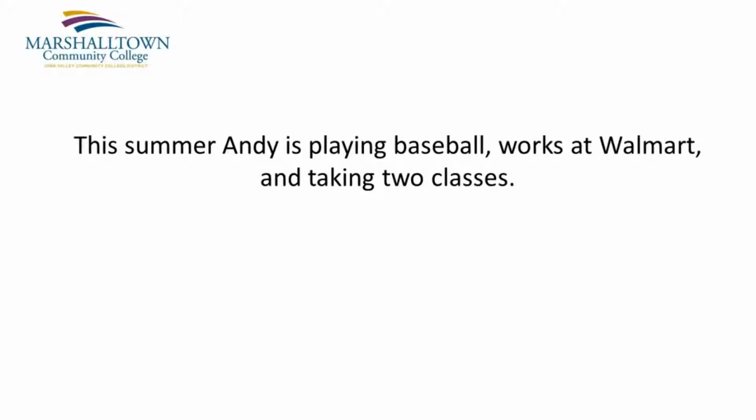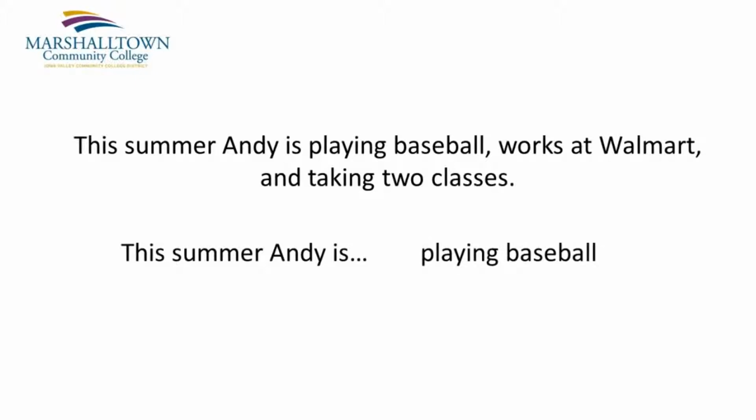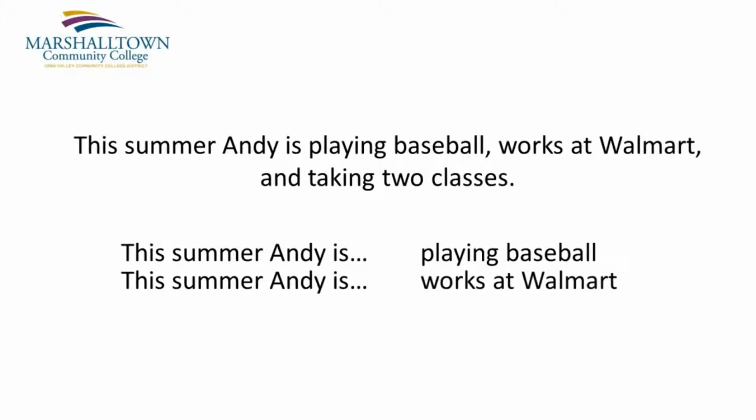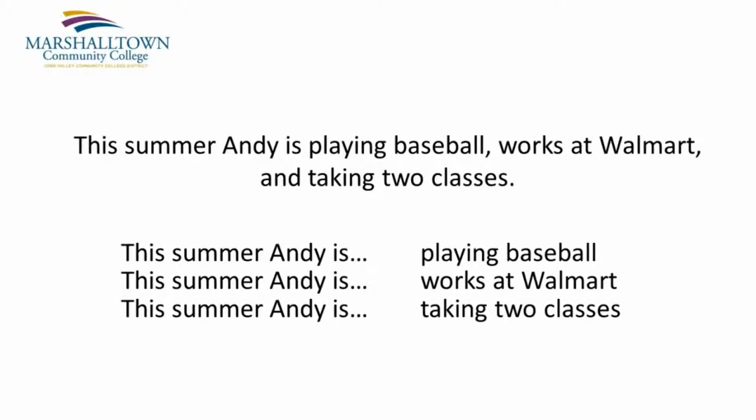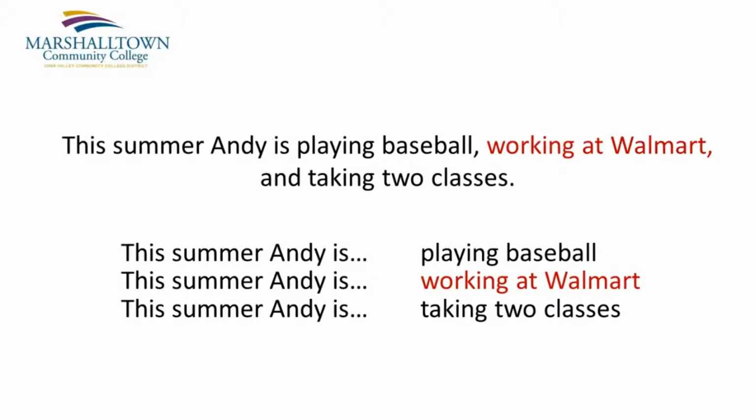Just as we did earlier, let's identify the sentence lead and then pair it up with each item to see how it sounds. This summer Andy is playing baseball. This summer Andy works at Walmart. This summer Andy is taking 2 classes. Notice how the first and last examples sound fine, but the second example, this summer Andy works at Walmart, sounds awkward and broken. We can easily correct this parallelism error simply by adding a gerund, like this.